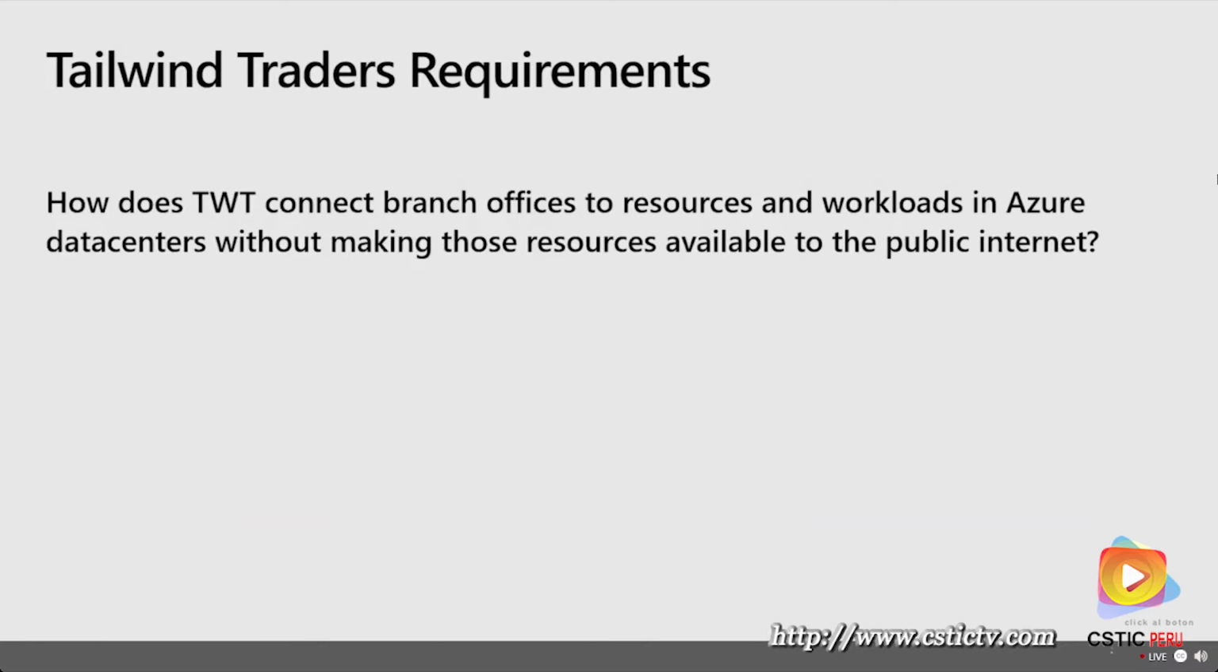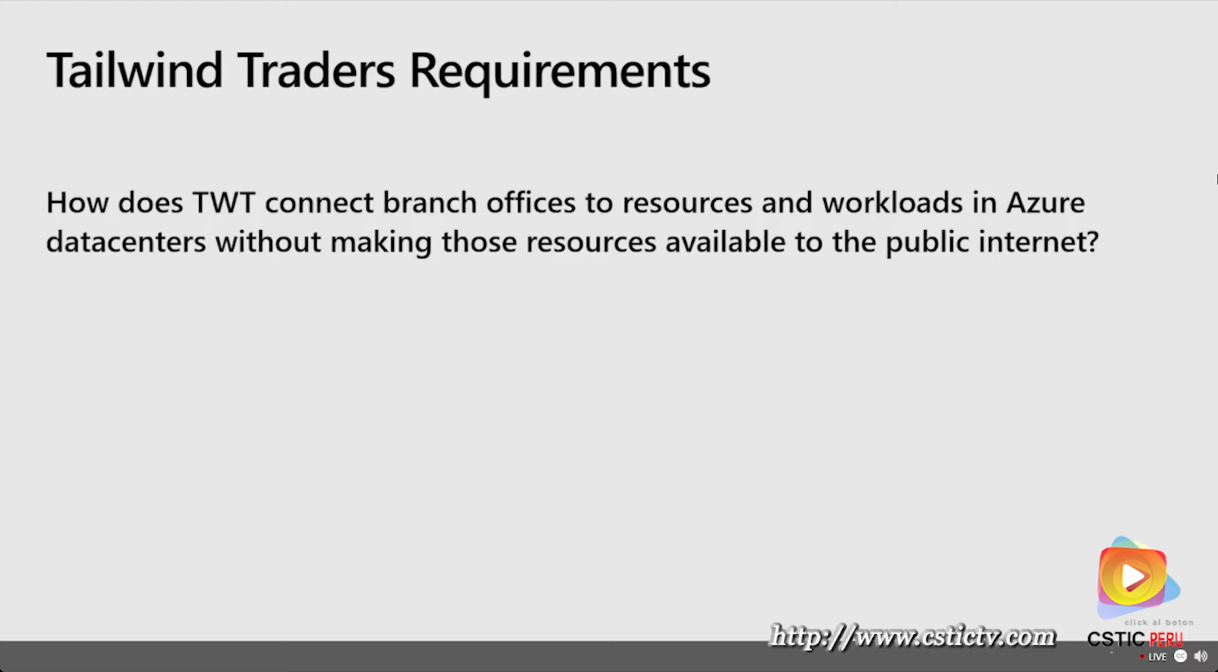First, it's important to start with a list of the business requirements. So the questions Tailwind Traders need to answer include things like how do they connect their branch offices to resources and workloads in Azure without making those cloud resources available to the public internet. So even though they're in Azure, we don't want anyone on the internet to be able to connect to those cloud workloads.